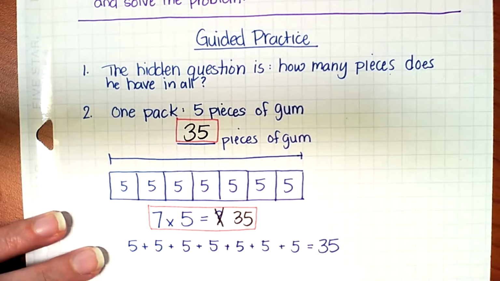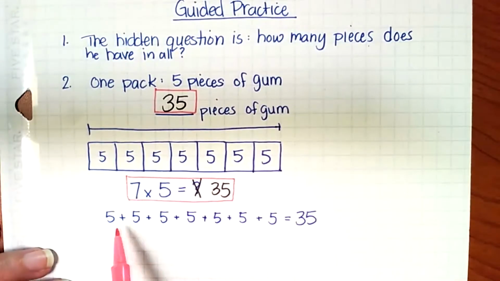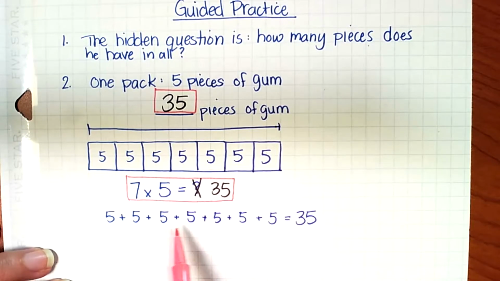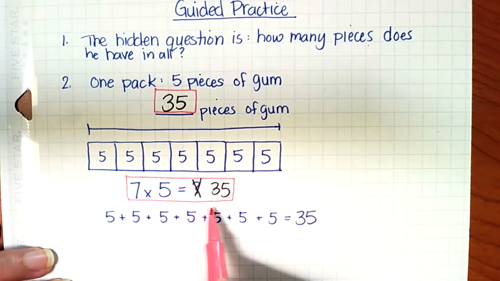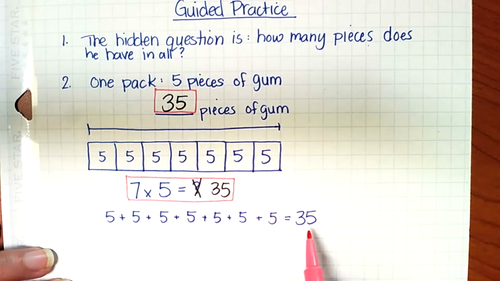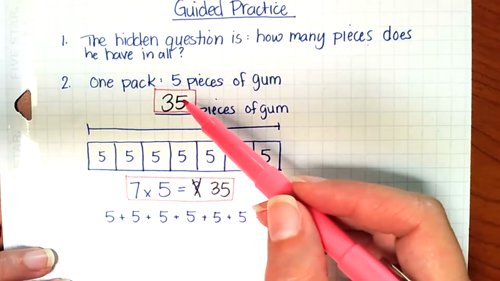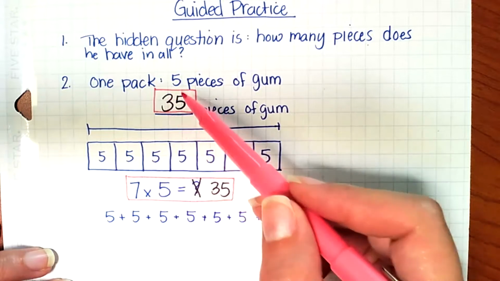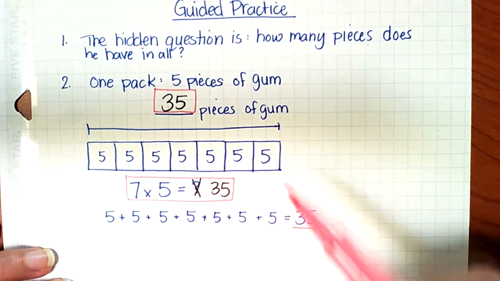I can multiply 7 times 5 to find my answer, or I can add 5 7 times. So I can do 5 plus 5 plus 5 plus 5 plus 5 plus 5 plus 5. Skip counting, I know that's 5, 10, 15, 20, 25, 30, 35. So that gave me 35 pieces of gum. So I know that my total for my diagram is going to be 35 up here. 7 times 5 is equal to 35.